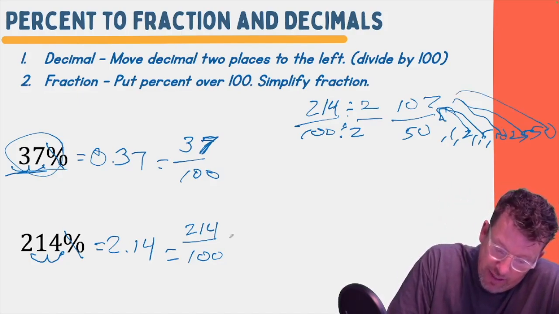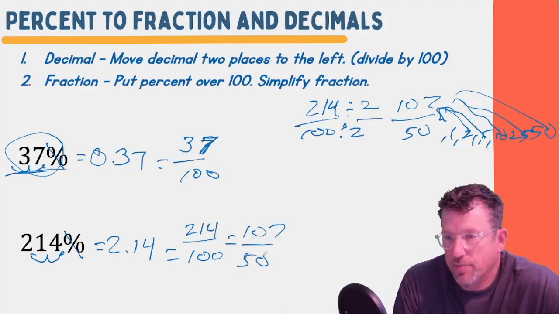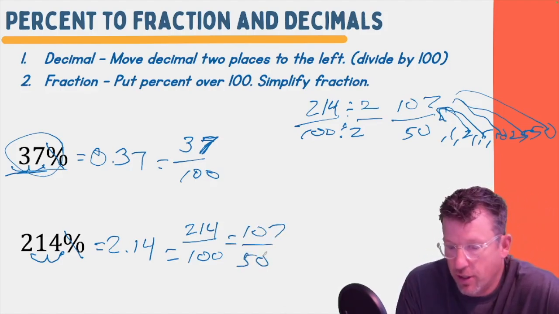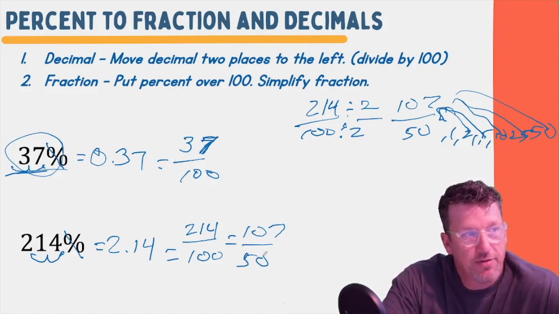So that's our final answer. So if we simplify it, it's 107 over 50, unless they told you to put it in a mixed number, then you would go that route. But again, from percent to fractions, it's 2 rules.